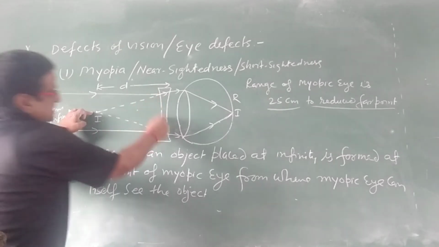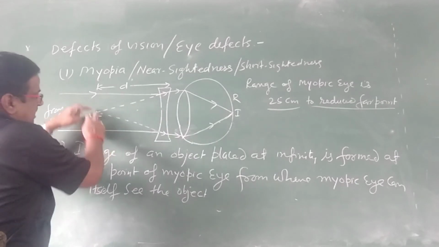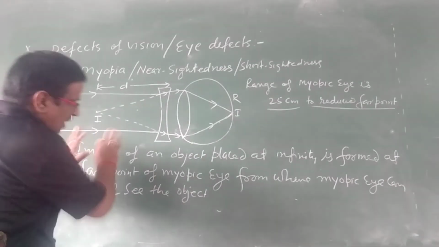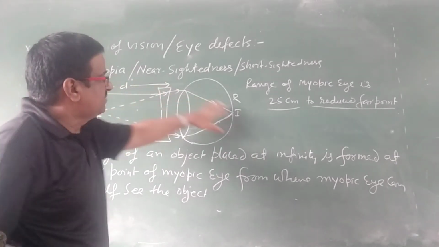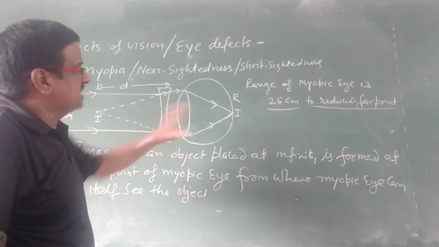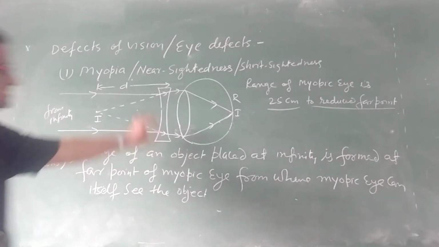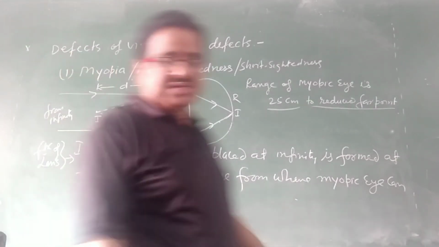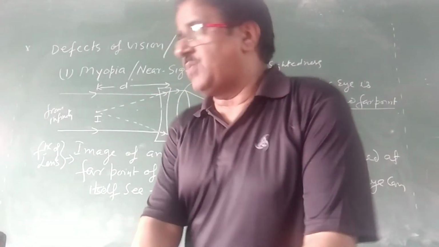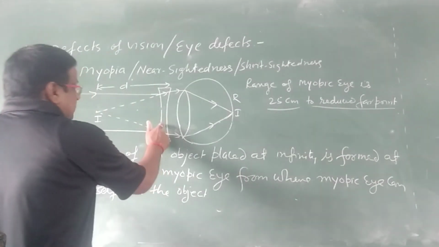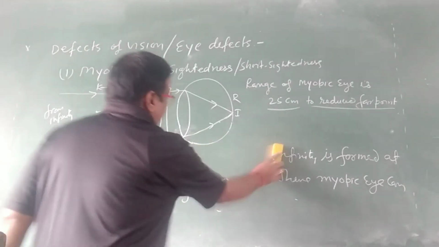What happens is that this diverging lens makes the image of the object which is at infinity at the far point of the myopic eye, from where this eye can see the object, and thus the image is formed on the retina. This is the correction of myopia, and this is the function of this lens. Now the question arises in your mind: what will be the focal length or power of this lens?